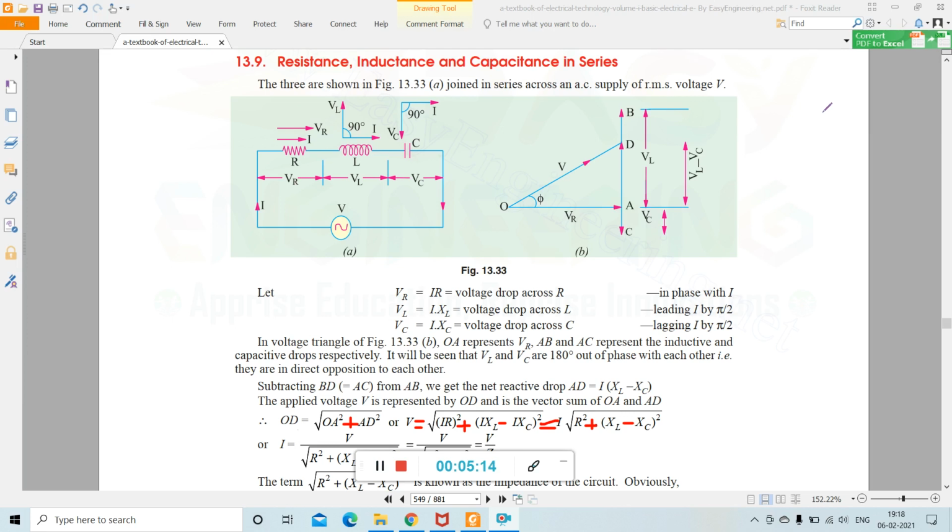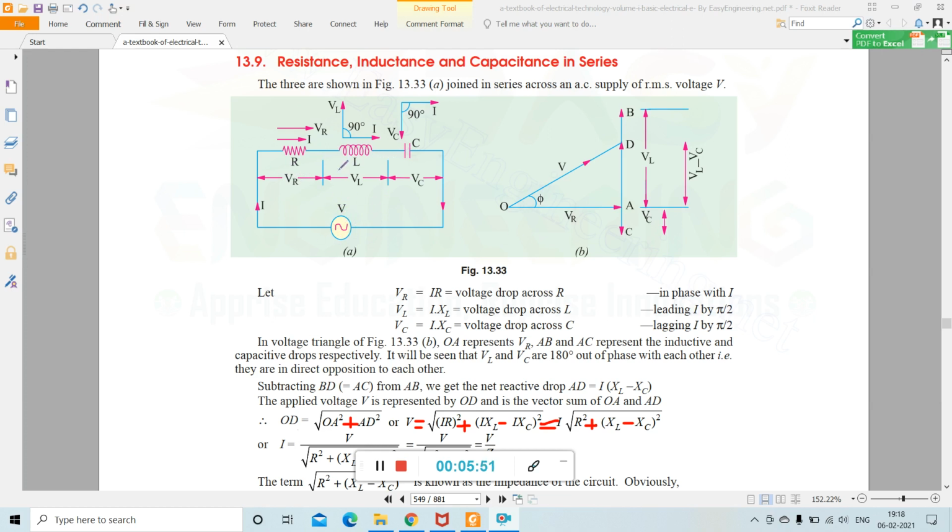So the next part is the AC through resistance, inductance and capacitance in series circuit. Here we discuss the relation between voltage and current, and the expression for impedance when the circuit is an RLC series circuit. See here, resistance, inductor and capacitor, these three are joined in series across an AC supply. This is the AC supply and here V is the RMS voltage.